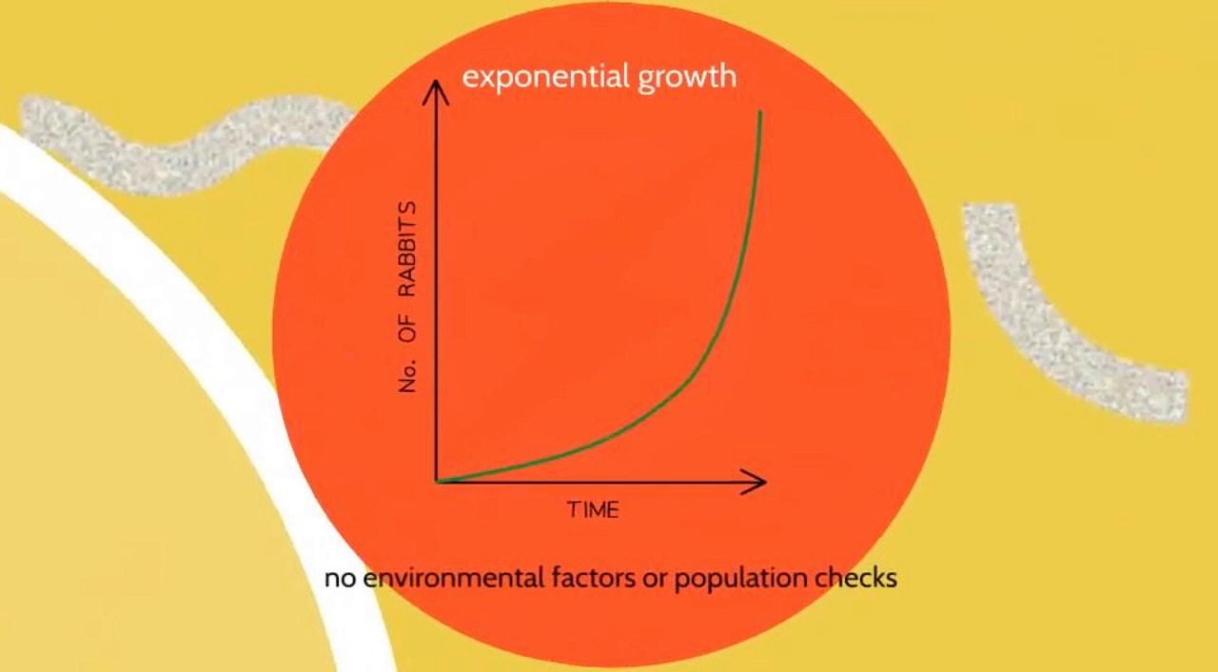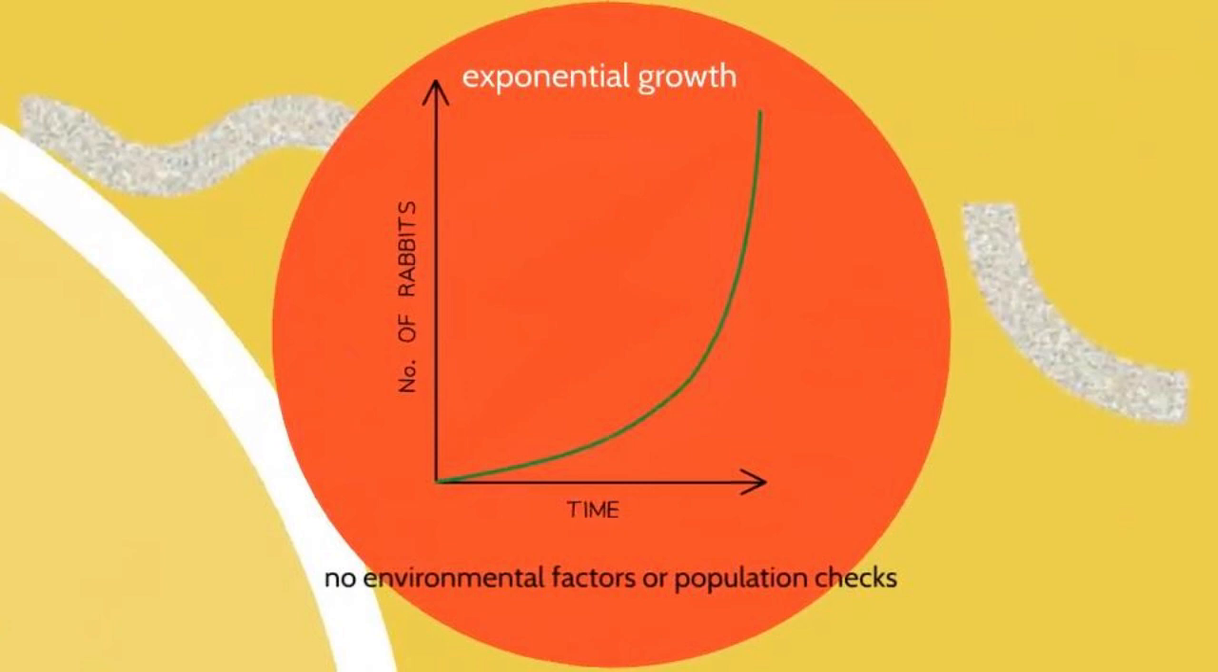One well-known but rare example of exponential growth in a population is the introduction of 24 European rabbits into Australia in the 1800s. The rabbits had an abundance of resources, no competition and no natural predators. And this meant that the population increased rapidly and they became a major pest.